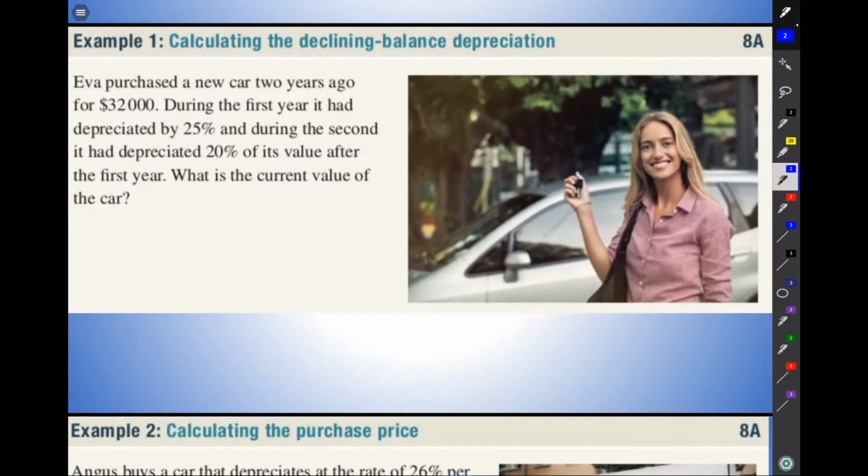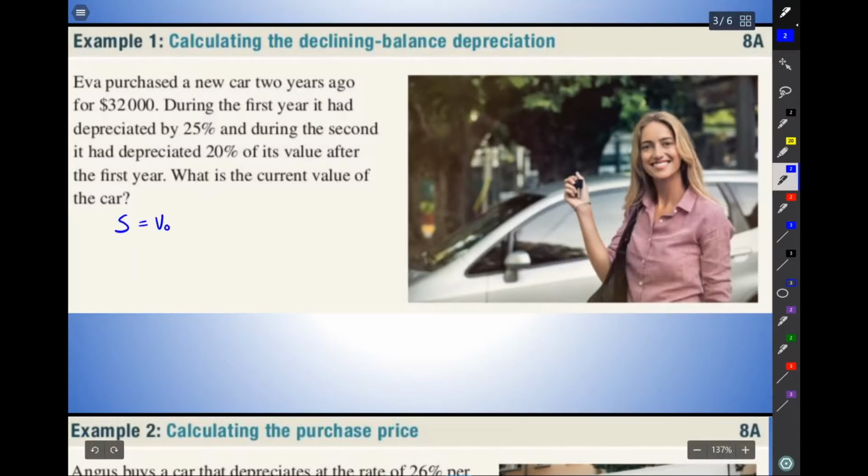Here is one where Eva has purchased a new car 2 years ago and the initial value was $32,000. In the first year it depreciated by 25% and the second year it depreciated an extra 20% of its value after the first year. So we're going to try and find the value of the car at the end of those 2 years.